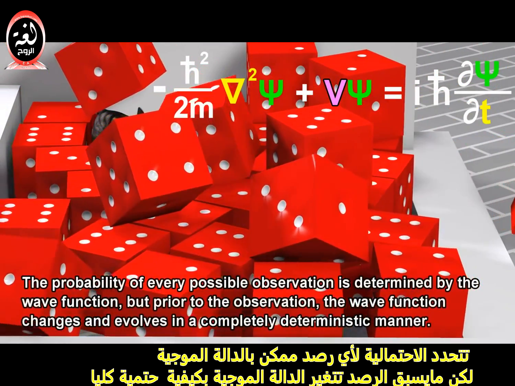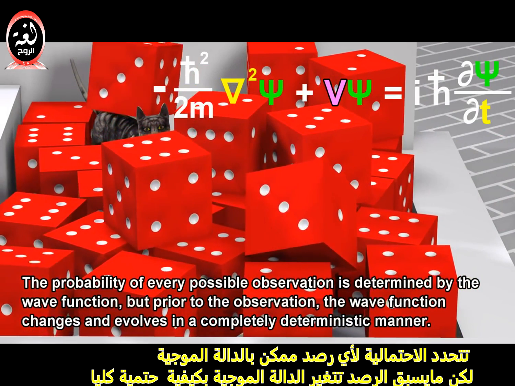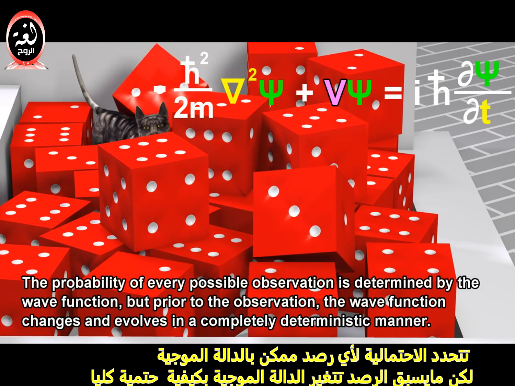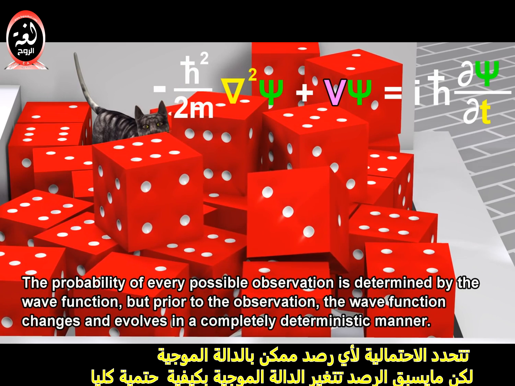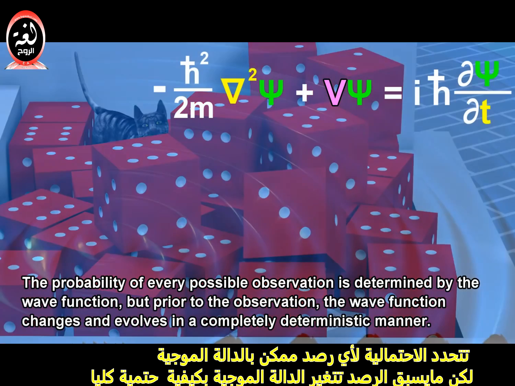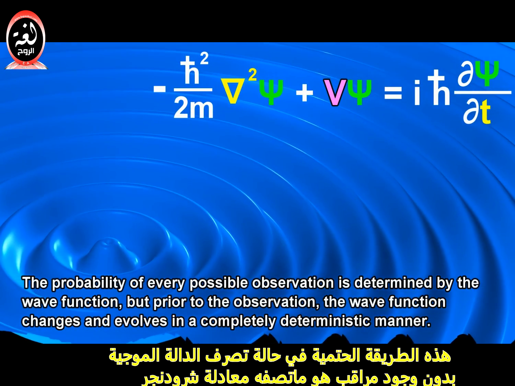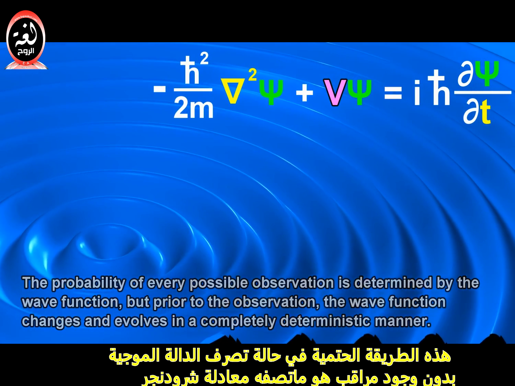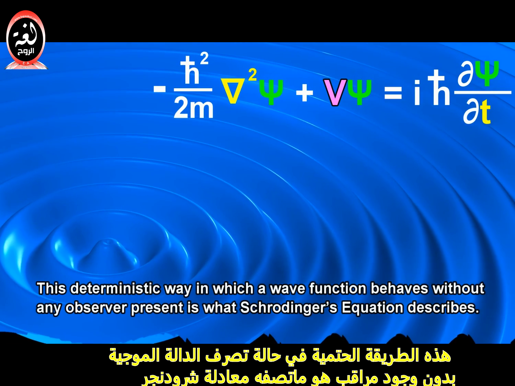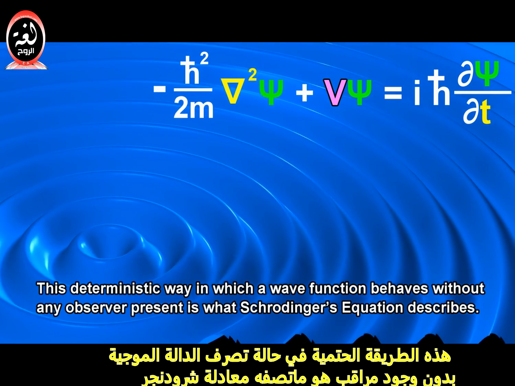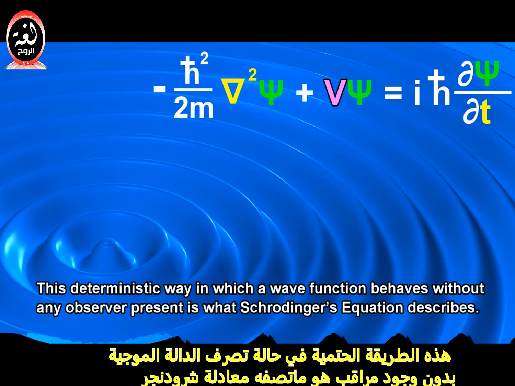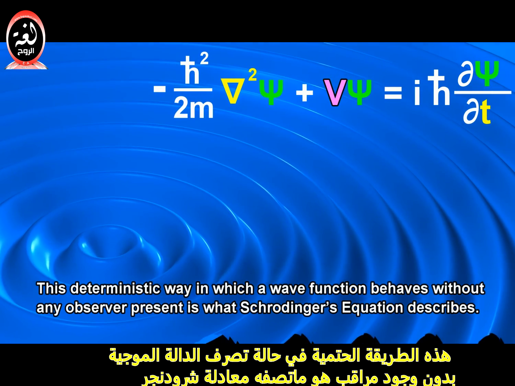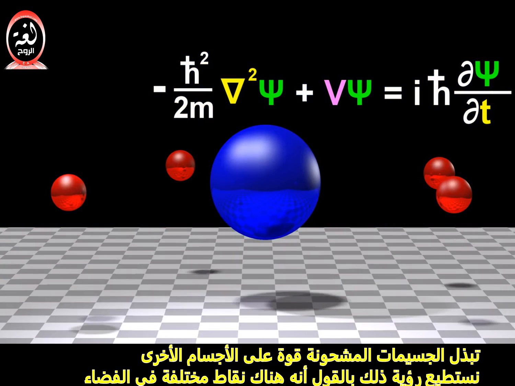The probability of every possible observation is determined by the wave function, but prior to the observation, the wave function changes and evolves in a completely deterministic manner. This deterministic way in which a wave function behaves without any observer present is what Schrödinger's equation describes.